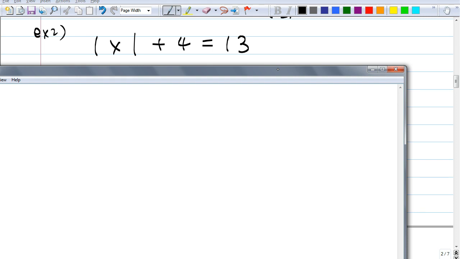Okay. Yeah, this is absolute value. It's not 1 times 1. It's the absolute value of x plus 4 equals 13. What do you think I need to do? Yes, one person knows? All right, I want more. Chris, what do you think?